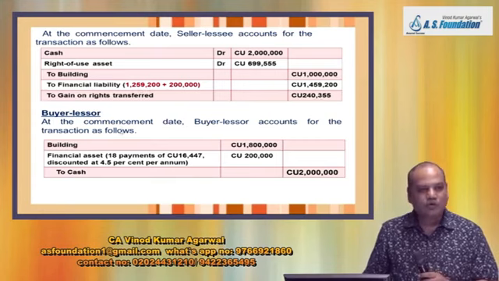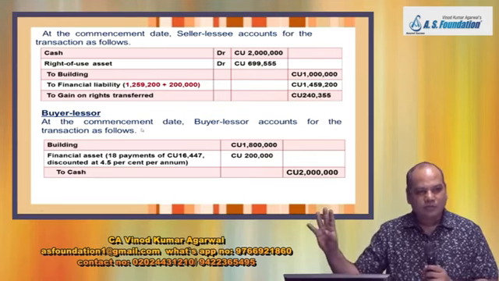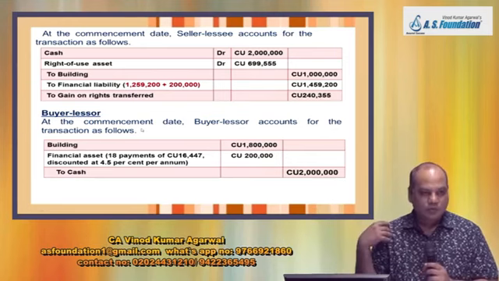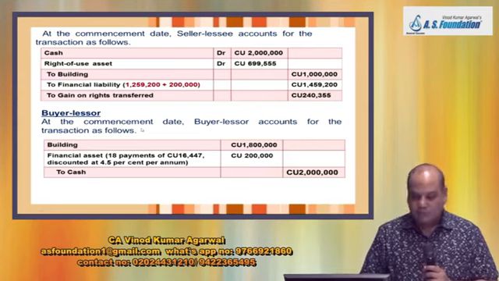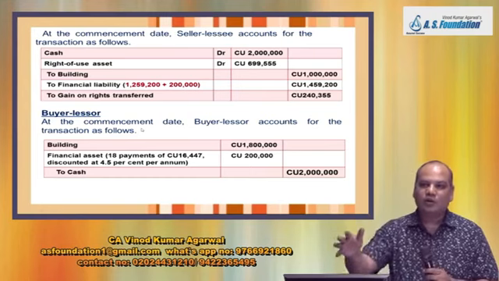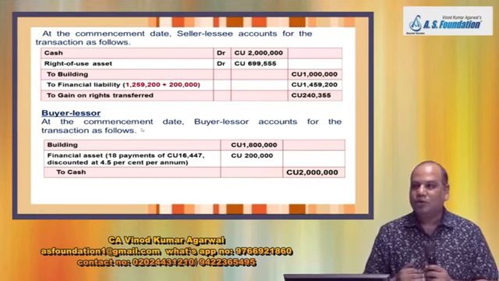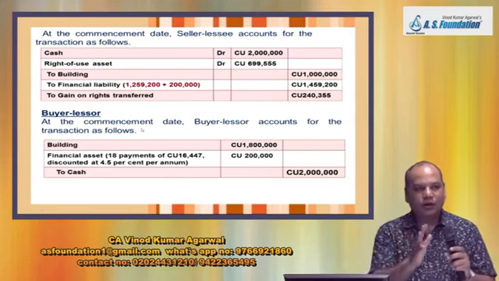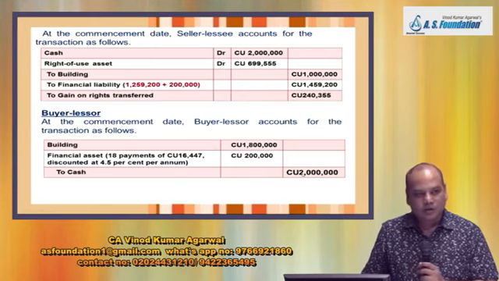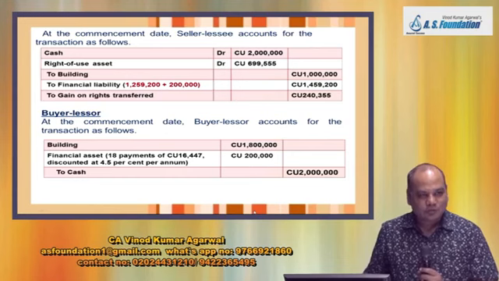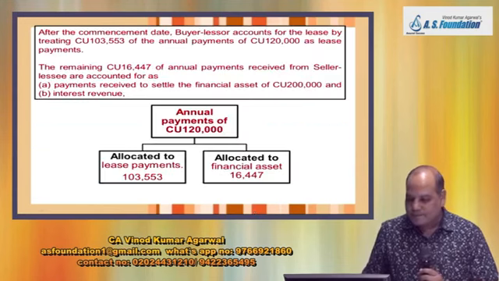What entry will the buyer-lessor pass? For him life is easy. He has bought a building from you. He will recognize it at the 18 lakh fair value of the building. He has given you 2 lakh rupees extra, so he will treat it as a loan given to the other party, financial asset or loan 2 lakh, and to bank account 20 lakh. All these hassles will be done in the books of the lessee only. The lessor is buying an asset for 18 lakh, giving 2 lakh rupees as loan. Total outflow is 20 lakh.